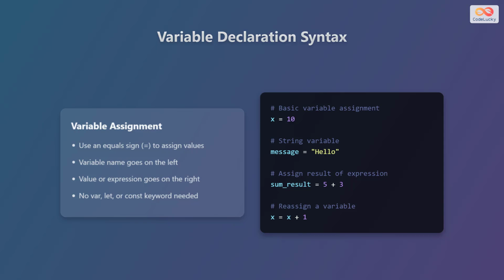You can also assign the result of an expression to a variable. For instance, to assign the sum of 5 plus 3 to a variable called sum_result, write sum_result equals 5 plus 3. If you want to reassign a variable to a new value, you can simply write the variable name followed by the equals sign and the new value. For instance, if you want to increment the value of x by 1, you can write x equals x plus 1.